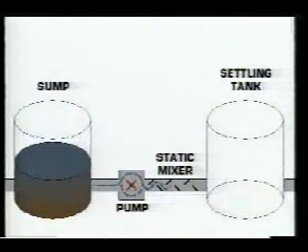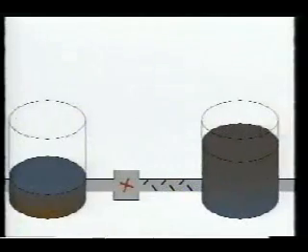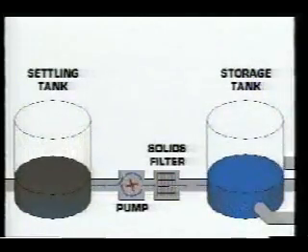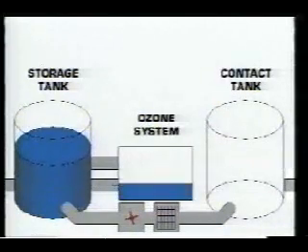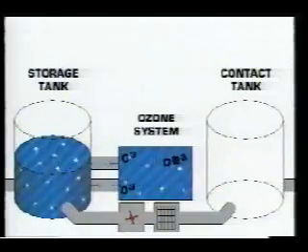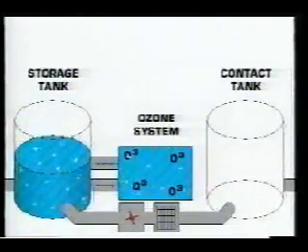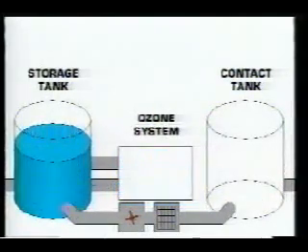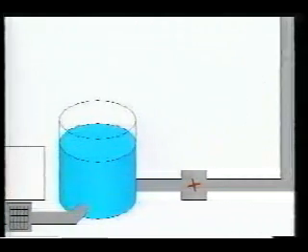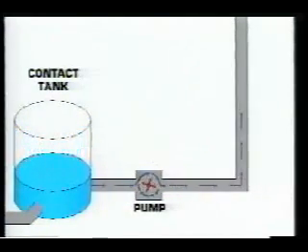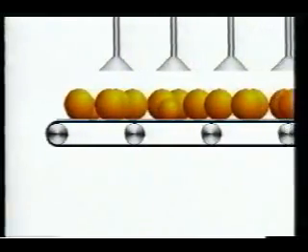From here, the water is pumped into a static mixer, then into a settling tank. Any sludge floats to the top of the tank for removal. This water is then pumped through a solids filter before entering the storage tank. There, the water enters the ozone system, where it is ozonated and pumped through another solids filter. This supplies the contact tank with clean water. This water is now ready for recirculation and reuse in the packing house's washing system.